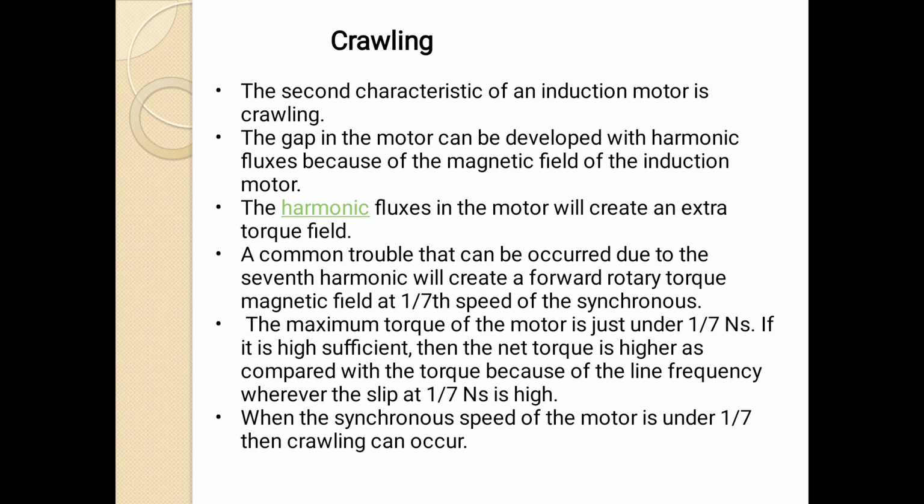A common problem is with the seventh harmonic, where it creates a forward rotating torque field at 1/7 of synchronous speed. There will be maximum torque just below 1/7 of the synchronous speed Ns. If this is high enough, the net torque produced is higher than the torque produced due to the fundamental frequency, where at 1/7 Ns slip is high. The motor then crawls at just below 1/7 Ns.